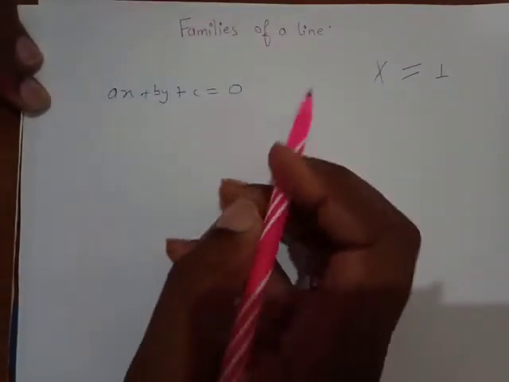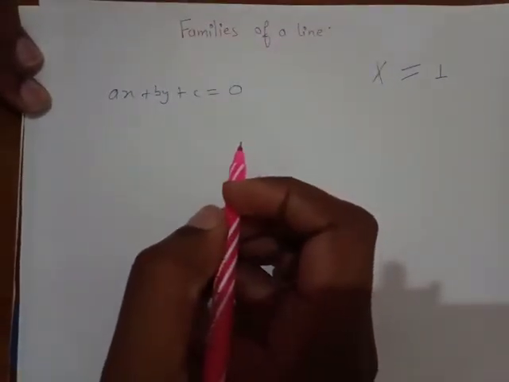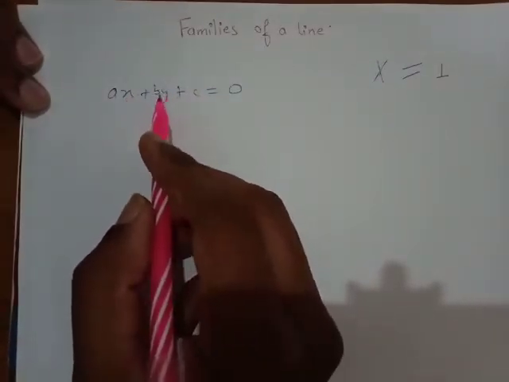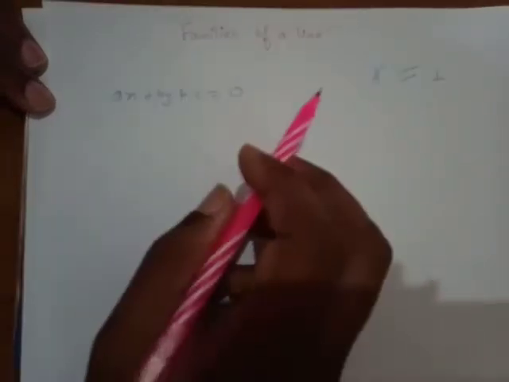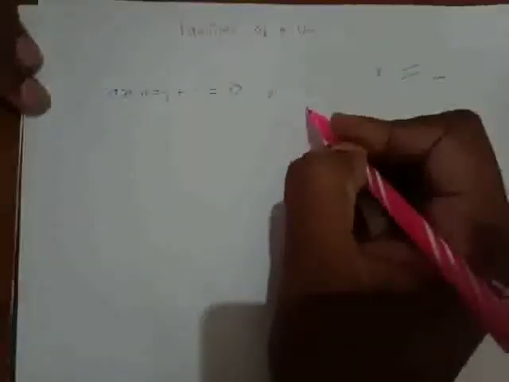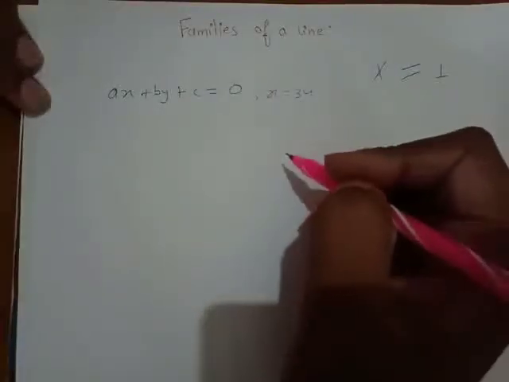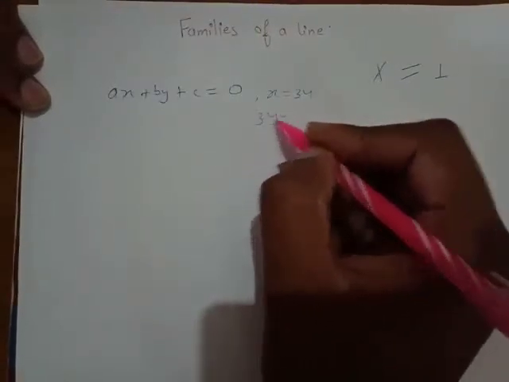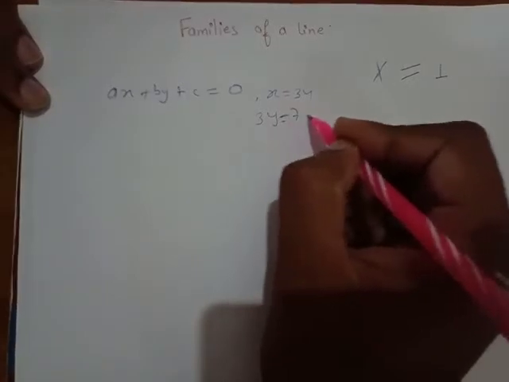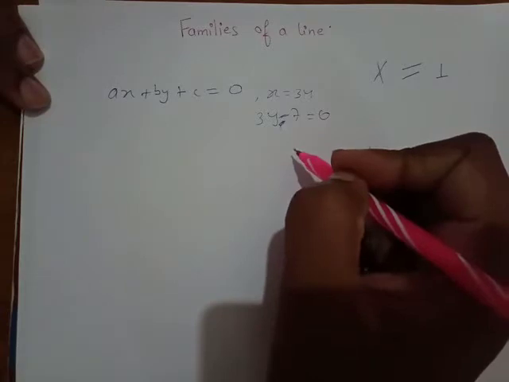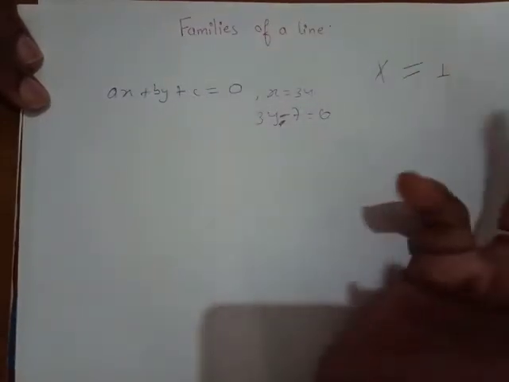This is the equation of a line: ax plus by plus c equals 0. And you can see this can become a line if one of them is non-zero. For example, this can also make a line, x equals 3, which is parallel to the y-axis. Or 3y minus 7 equals 0. This can also make a line on a graph.